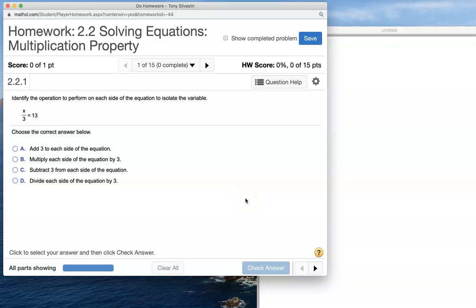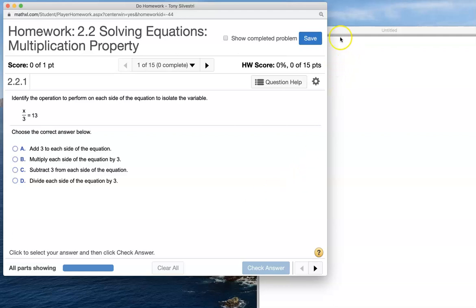Hi, welcome to section 2.2 on solving equations, but this time we're going to use the multiplication property to help us solve these equations, and we didn't do that in section 2.1. We did the addition property. When we talk addition property, by the way, it also includes subtraction, because addition and subtraction are related. Subtraction is basically adding the opposite. Multiplication also involves division as well. Multiplication and division are pretty much related.